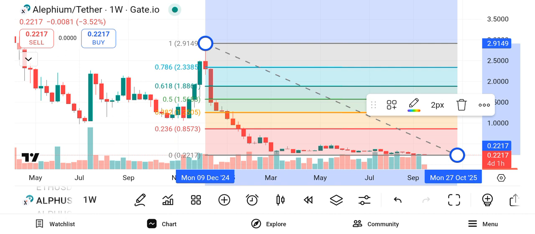So at 61.8%, the price will retrace to $1.8, and at 78.6%, the price will retrace to $2.4 at this current market sentiment. So that's a long-term projection from this weekly chart. This is awesome. This gives us a peak.